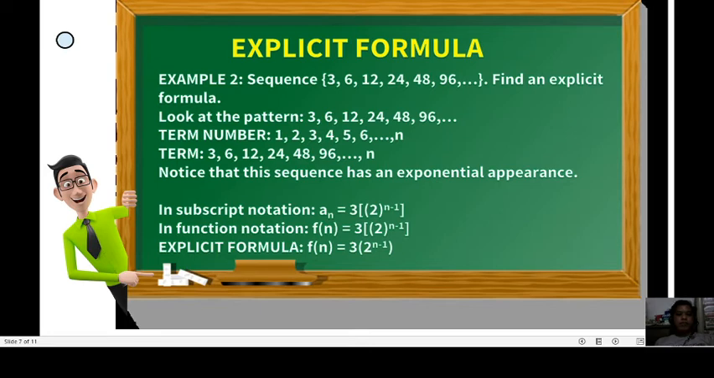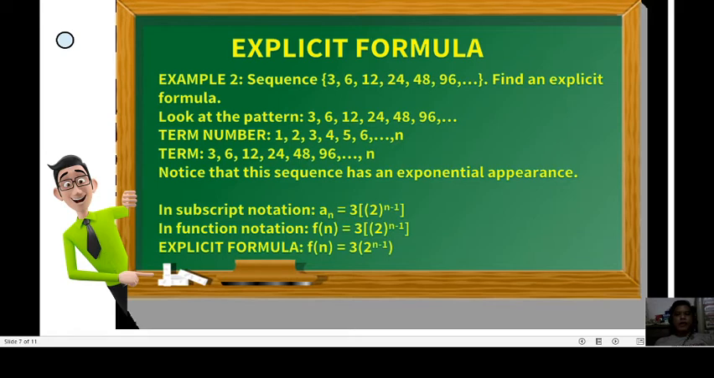Our second example, the sequence 3, 6, 12, 24, 48, 96, and so on. Find an explicit formula. As you can see, it is not an arithmetic sequence. It is a geometric sequence because they have a common ratio, which is 2. Because 3, 6, 12, 24, 48, 96, the succeeding numbers are multiplied by 2. So 3 times 2 is 6, 6 times 2 is 12, 12 times 2 is 24, 24 times 2 is 48, 48 times 2 is 96, and so on.